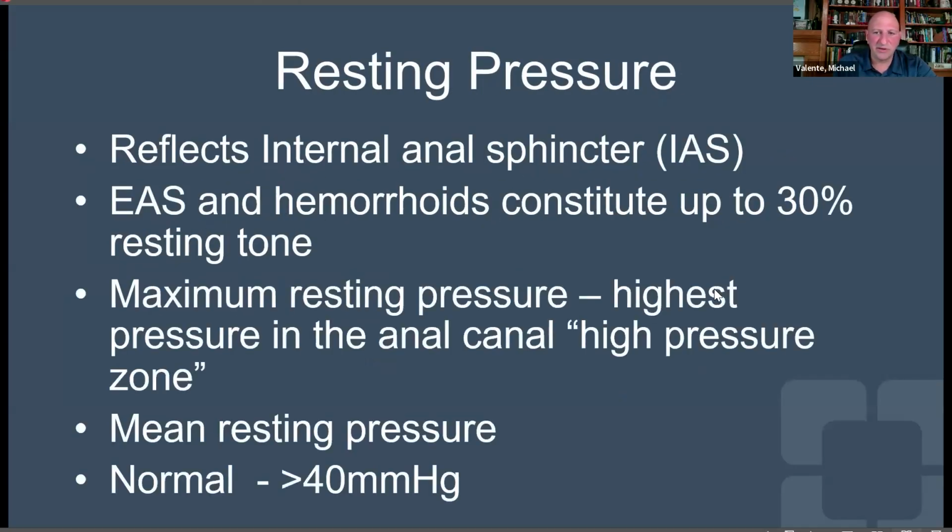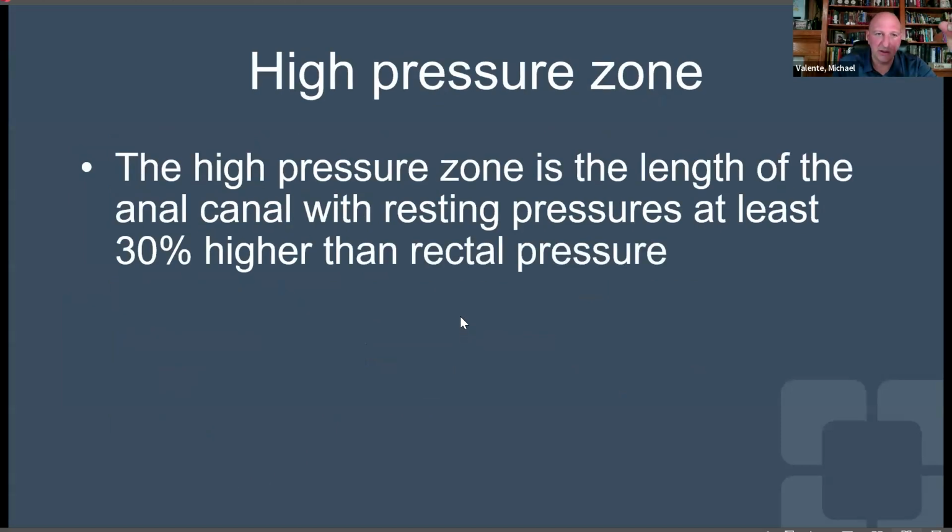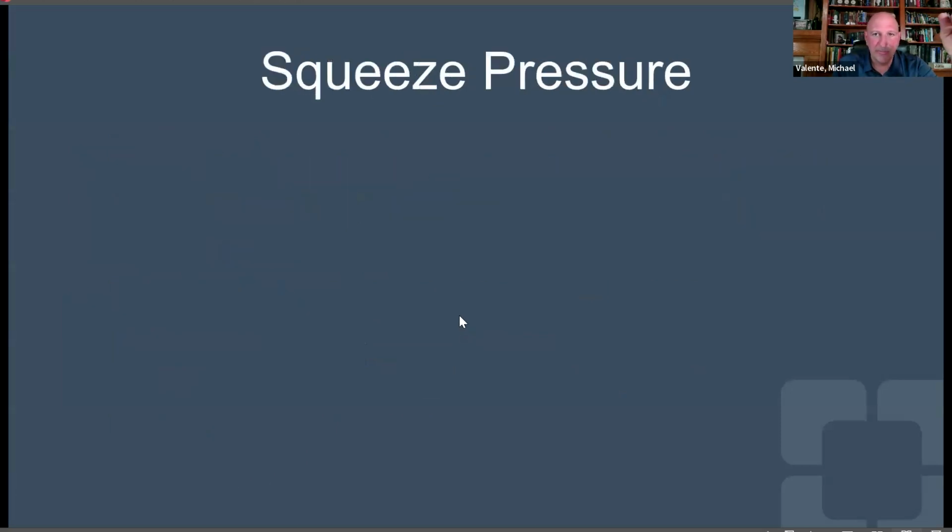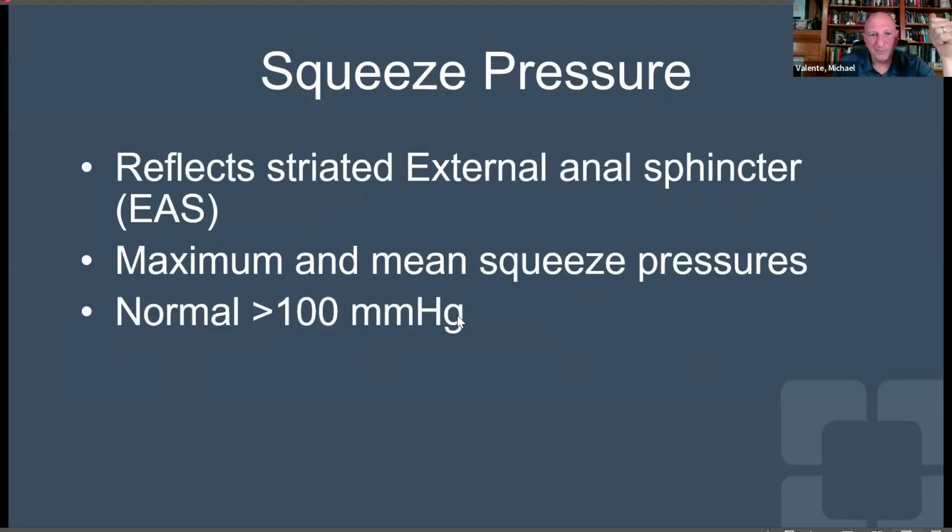When you see maximum resting pressure, that's the highest pressure in the anal canal. That's the high pressure zone. That's when they test where the highest pressure is. Squeeze pressure is mostly external. Normal is greater than 110.